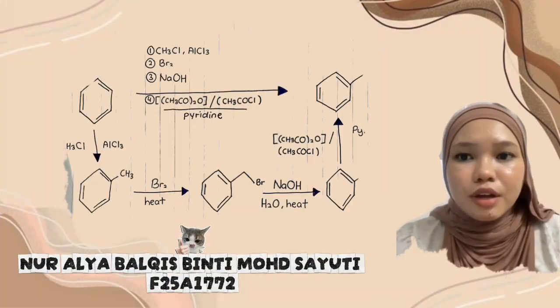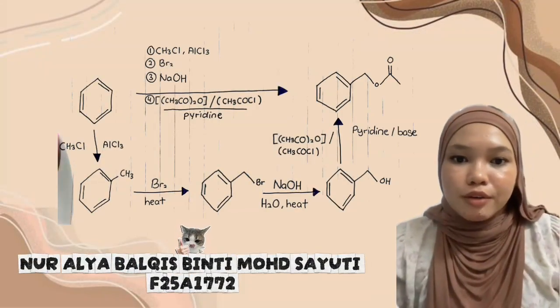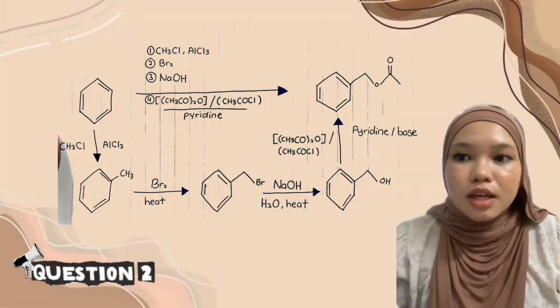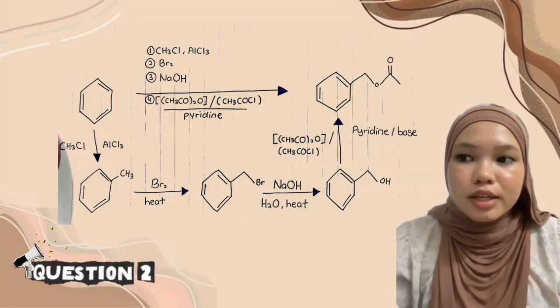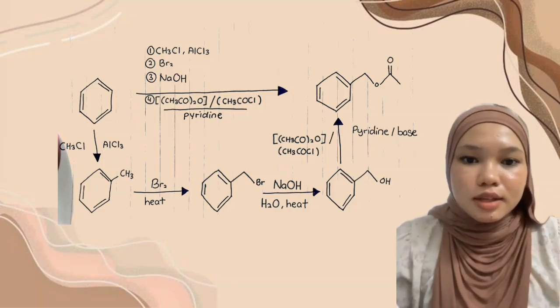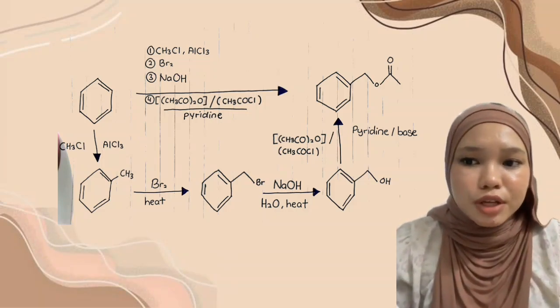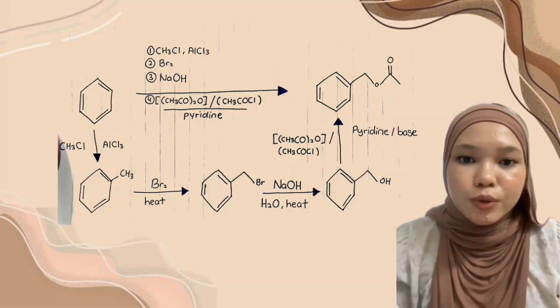To do this, we carry out a Friedel-Crafts alkylation by reacting benzene with methyl chloride, CH3Cl, in the presence of aluminium chloride, AlCl3, as a catalyst. This reaction attaches a methyl group to the benzene ring, converting benzene into toluene.